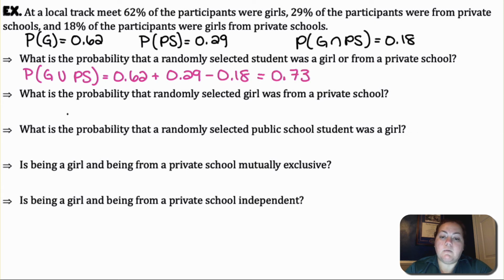What is the probability that a randomly selected girl was from a private school? So private school, given they are a girl, is both, so the and piece divided by the probability that they're a girl, which is 0.2903.